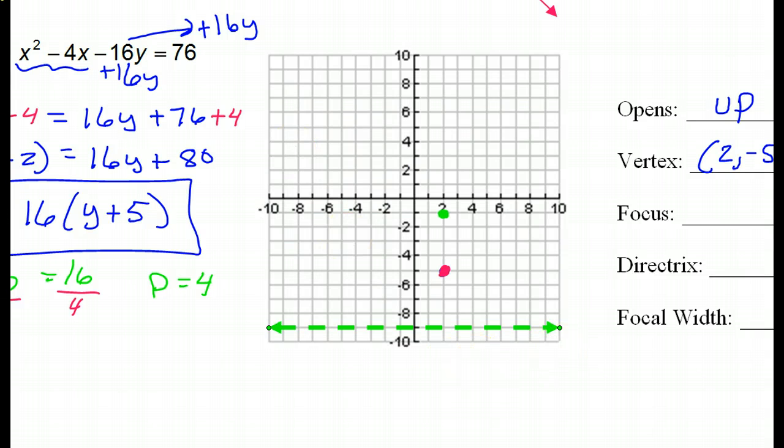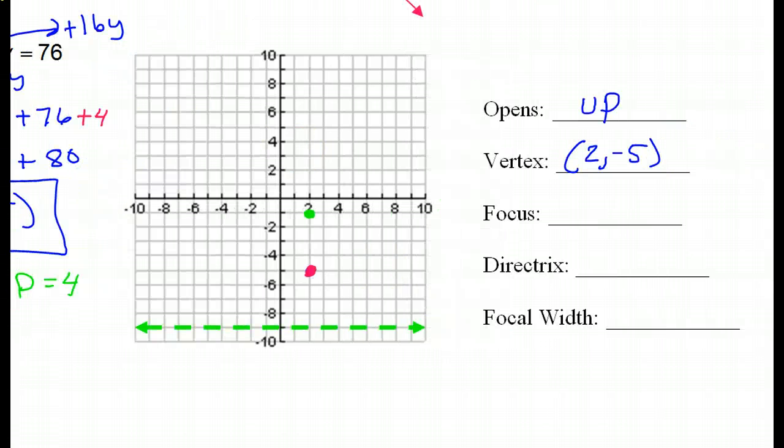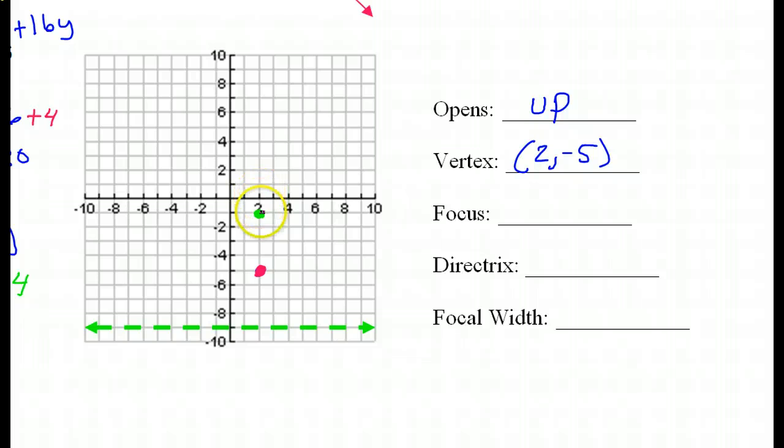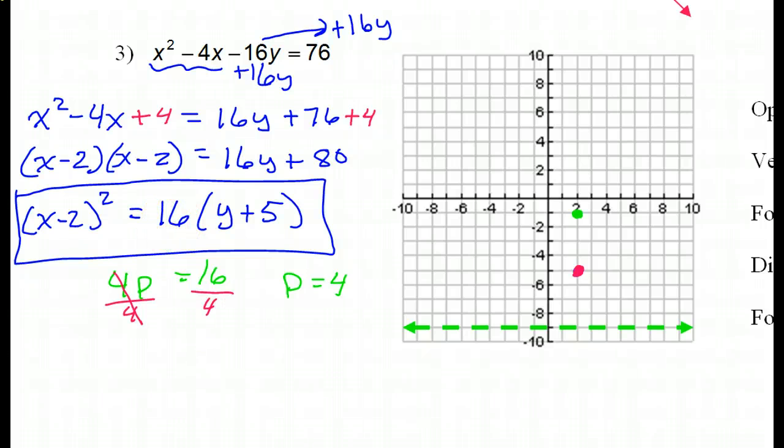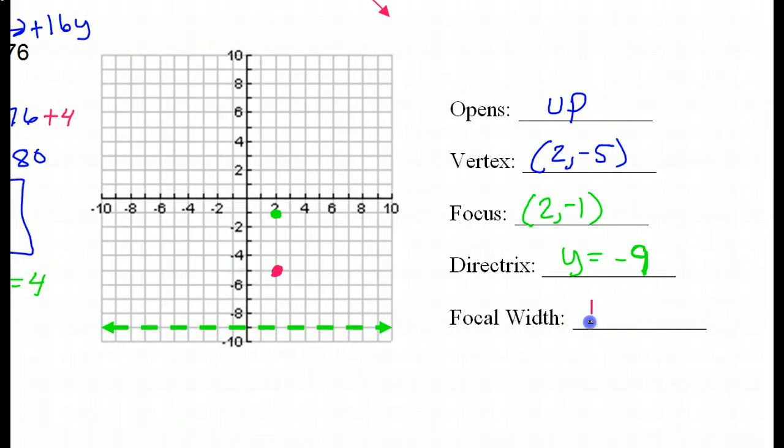Okay, so there's my directrix. Now let's label this stuff up. So the focus was at 2 comma negative 1. The directrix is here at y equals negative 9. Horizontal lines are always y equals. Vertical lines would be x equals. Now the focal width is the 16. It's always positive, by the way. The focal width is 16.